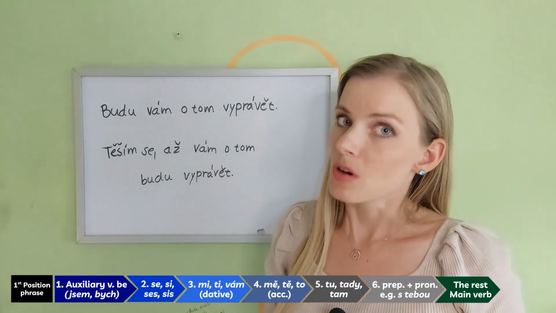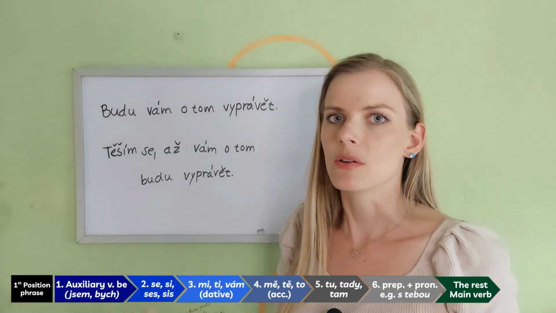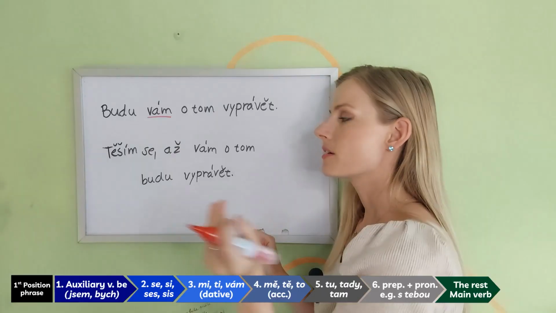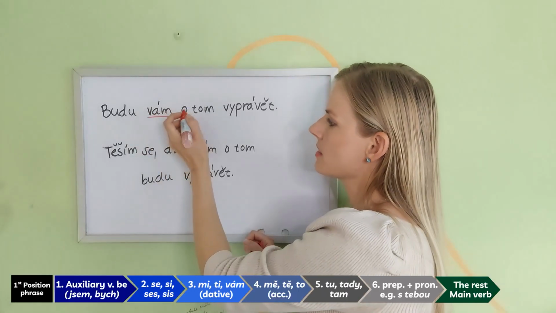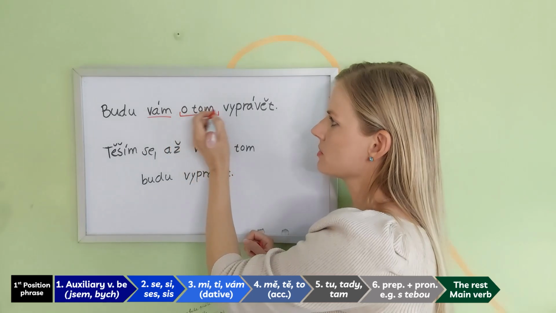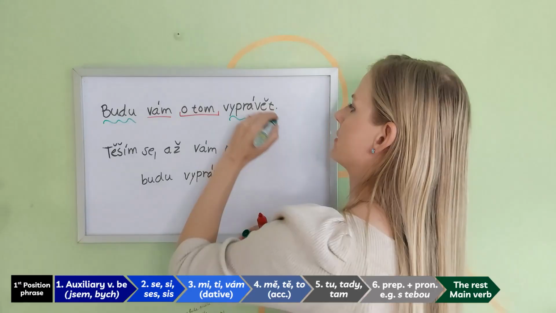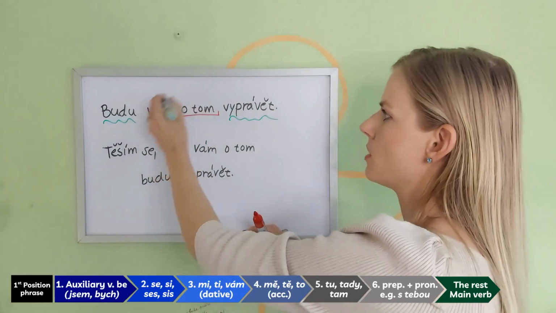I'll be telling you about it. I'll be telling you a story about it. So the second position words are vám, an indirect object in dative. And then o tom, preposition and a pronoun. The verb is here, budu vyprávět. I'll be telling you about it.